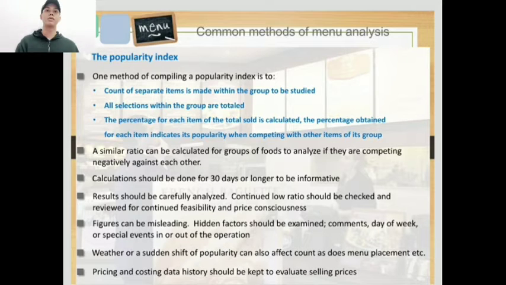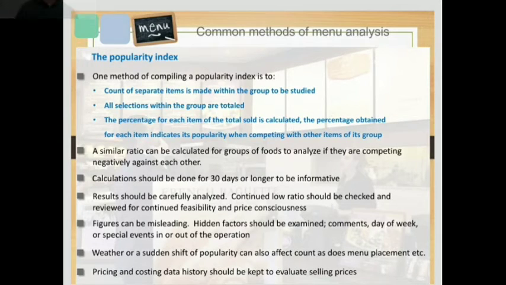Results should be carefully analyzed. A continued low ratio should be checked and reviewed for continued feasibility and price consciousness. Figures can be misleading. Hidden factors should be examined, such as day of week or special events in or out of the operation. Weather or a sudden shift of popularity can also affect count, as does menu placement. Pricing and costing data history should be kept to evaluate selling prices.